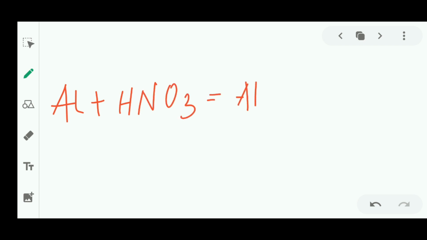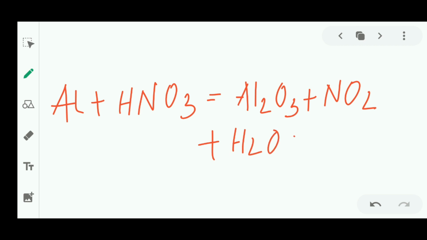Dilute nitric acid partially doesn't react with aluminium when it is cold. However, dilute nitric acid dissolves impure aluminium slowly with the formation of aluminium nitrate. Okay, so the formation of aluminium nitrate: Al plus HNO3 will give you Al2O3 plus NO2 plus H2O. Okay, so this is the reaction.